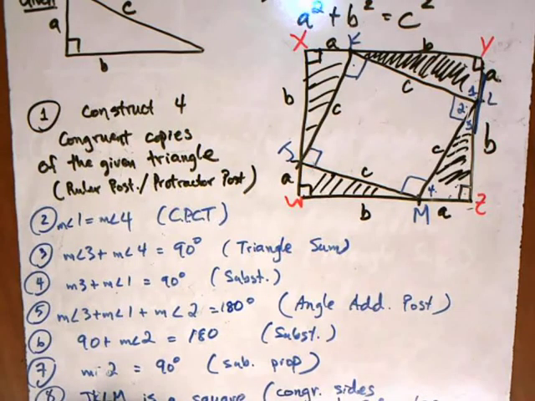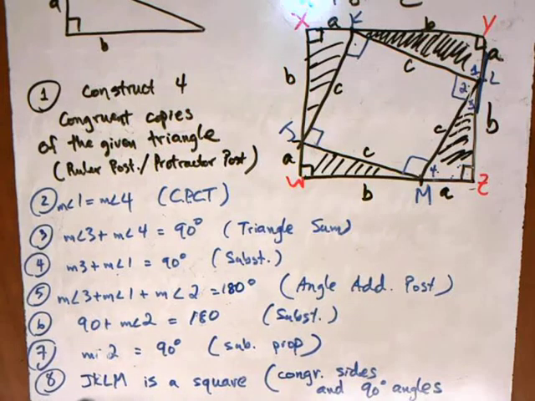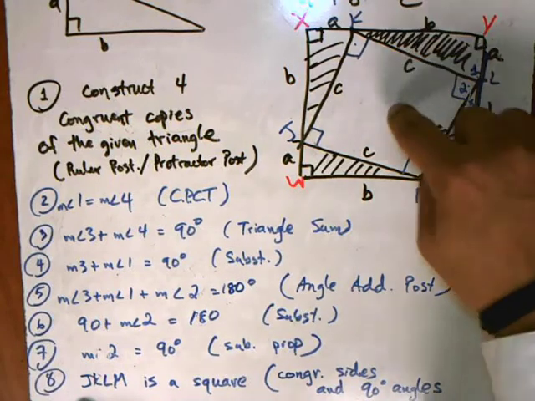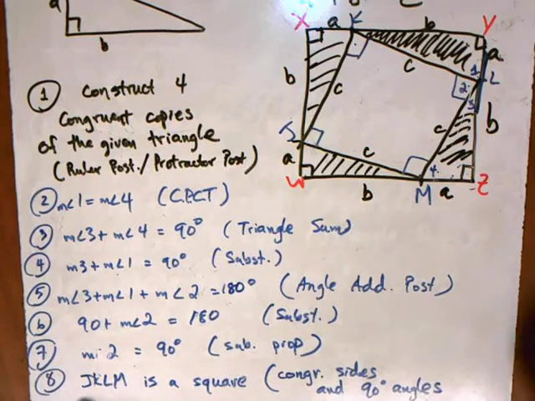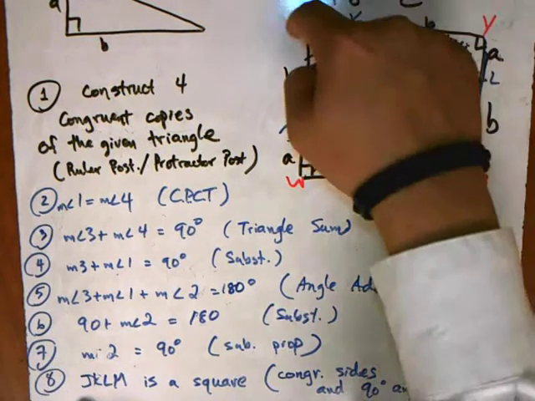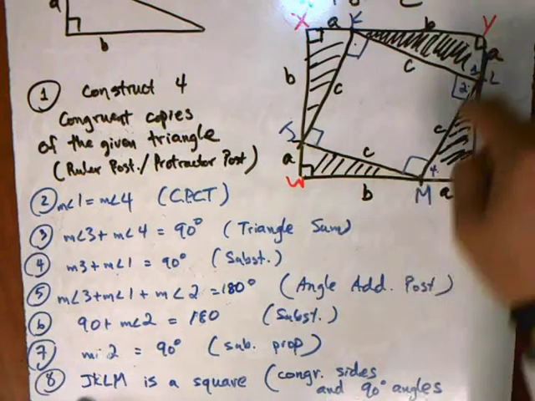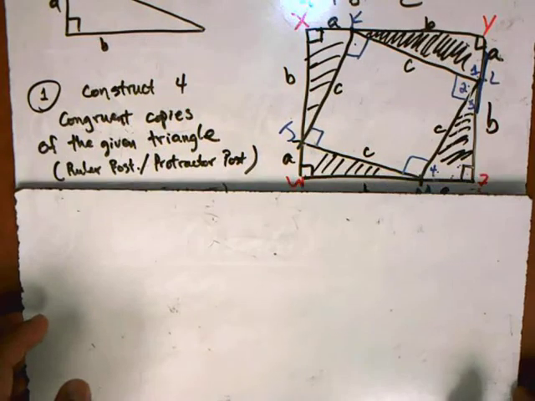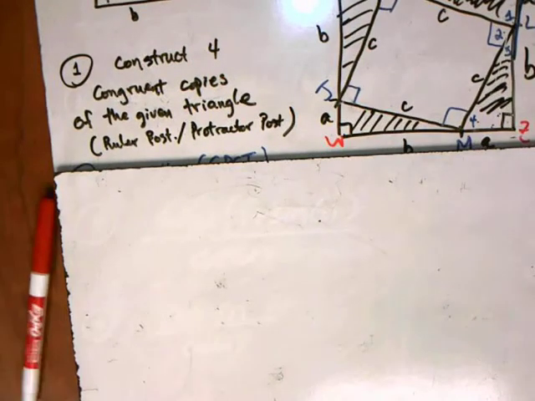As we continue this proof, I told you at the start that this is really a proof by area, and in fact it is. But we've taken a little bit of a detour here, and all this stuff in blue is done to show that the inner, white figure right here is also a square. So now we have two squares, the square WXYZ and the square JKLM. Now I'm going to use the area of these to show that a squared plus b squared equals c squared. So what step are we on?